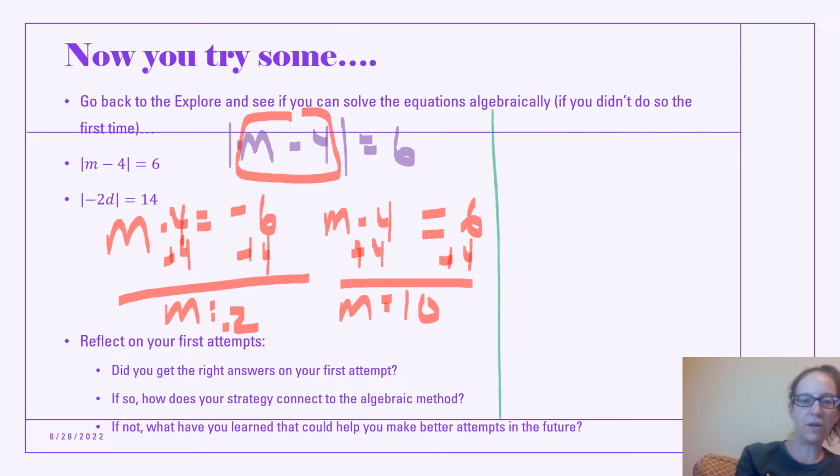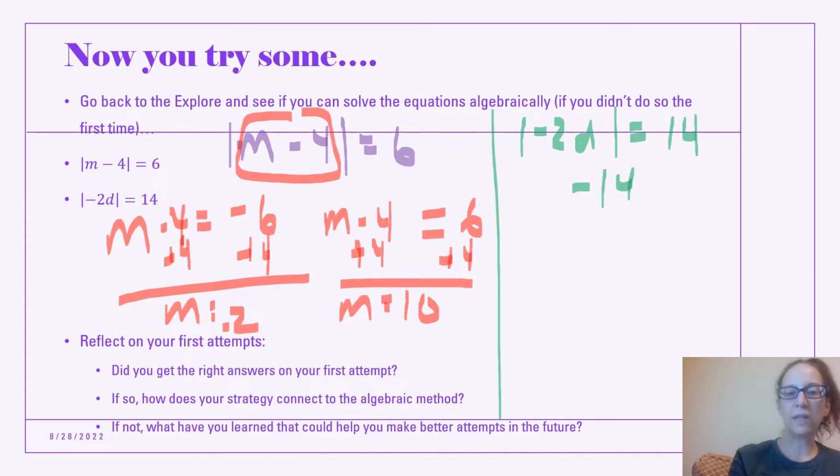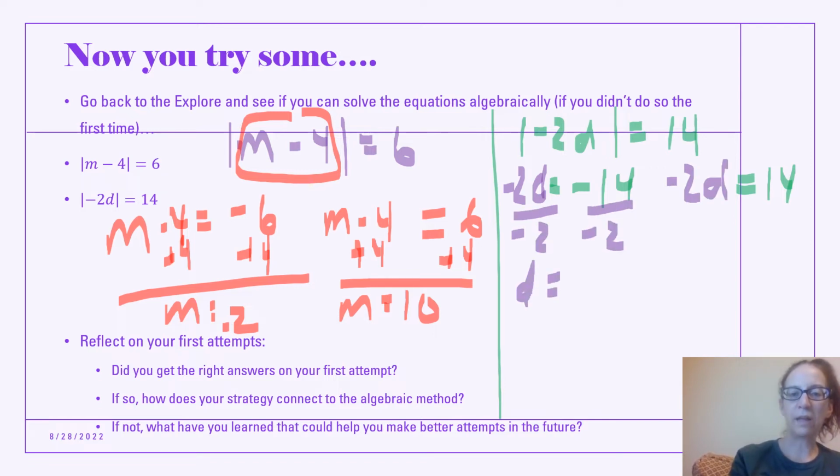And then the other equation, we have the absolute value of -2d equals 14. Well, there are two numbers that have an absolute value of 14. And those are -14 and +14. And what must be equal to -14 or +14? -2d, whatever was inside the absolute value. And then we can divide by -2. A negative divided by a negative is a positive. And over here, a positive divided by a negative is a negative.